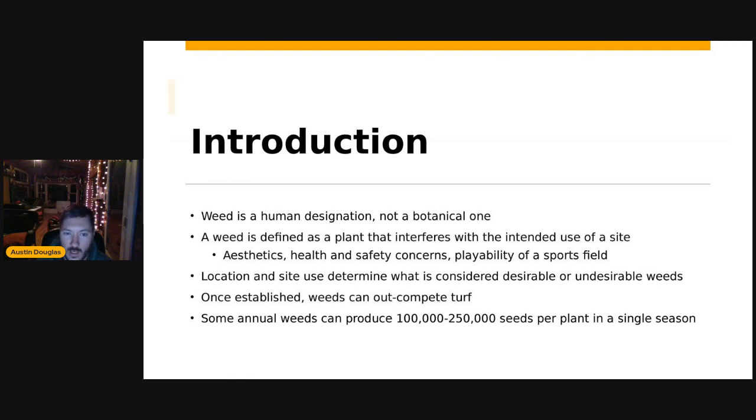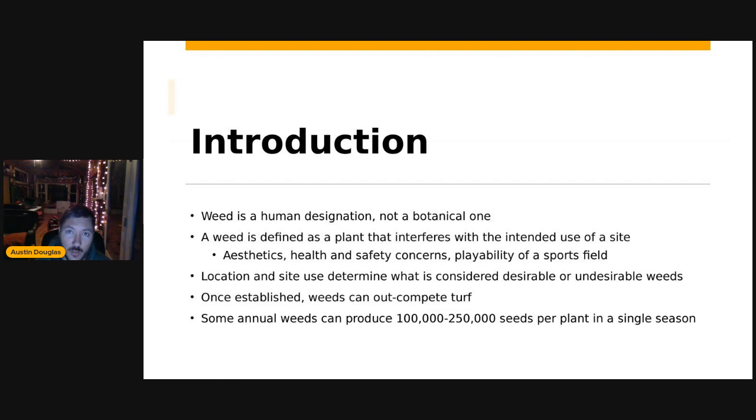Aesthetics in our lawns, health and safety concerns like poison ivy, vines climbing up utility poles, trees bringing down trees, and then playability in sports fields, right? If you had a professional field that was filled with weeds, it wouldn't look too great on TV, and it would probably affect the game, right? But it's also determined based on the location and the site used what's considered to be desirable and undesirable weeds, because in certain situations, weeds are desirable. And I will show you that in pictures later. Certain weeds can be desirable.